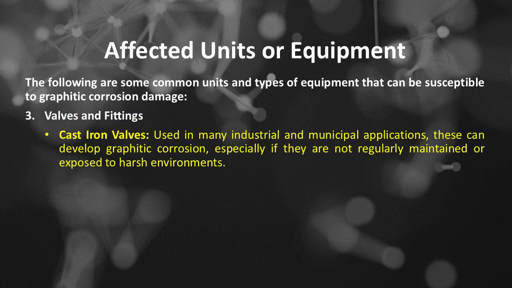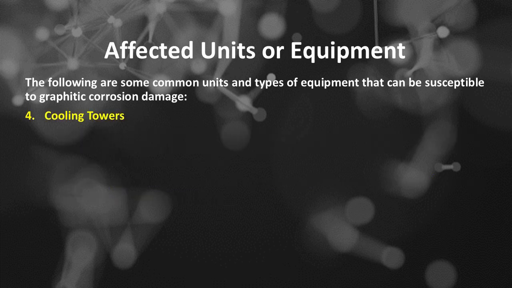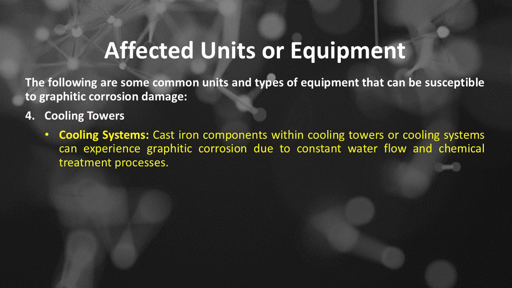Cast iron valves, used in many industrial and municipal applications, can develop graphitic corrosion, especially if they are not regularly maintained or exposed to harsh environments. Pipe fittings, associated with piping systems, fittings made from cast iron can suffer from localized corrosion. Number 4 is cooling towers. Cooling systems, cast iron components within cooling towers or cooling systems can experience graphitic corrosion due to constant water flow and chemical treatment processes. Number 5 is heat exchangers.